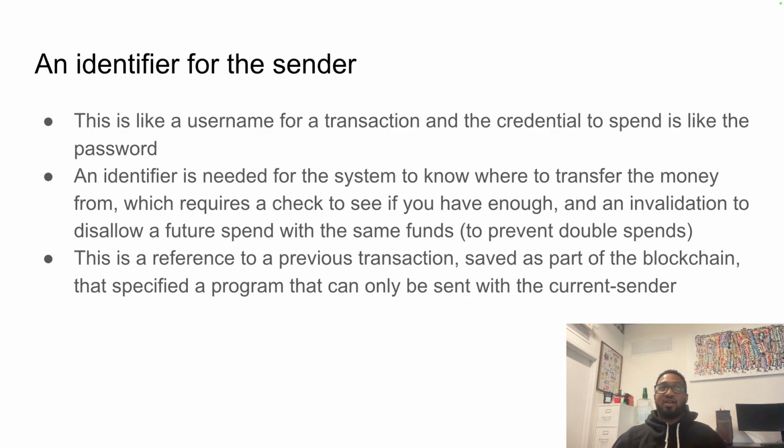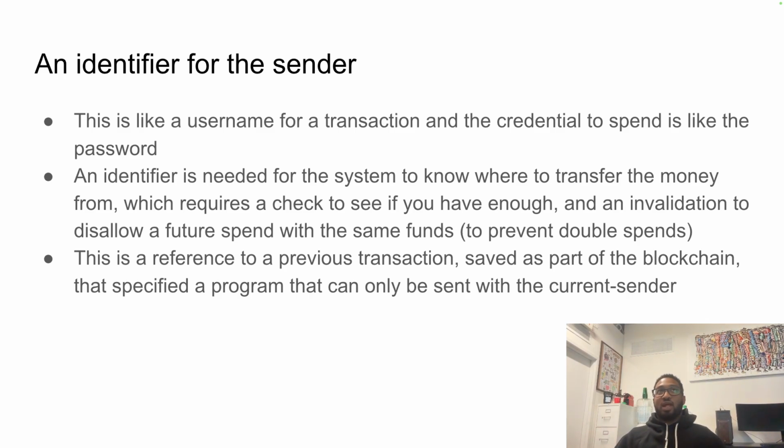So an identifier is needed for the system to know where to transfer the money from, which requires a check to see if you have enough, and an invalidation to disallow a future spend with the same funds. So you have to prevent double spends, right? You also have to have an identifier for the sender. And an identifier for the sender is actually a reference to a previous transaction that's saved as part of the blockchain that specified a program that only can be spent with the current sender.